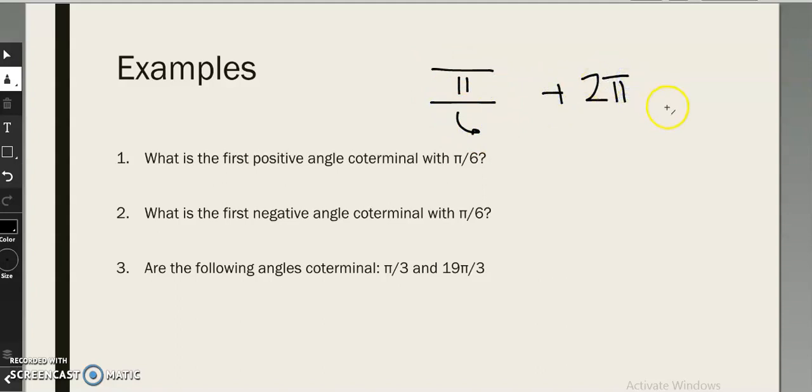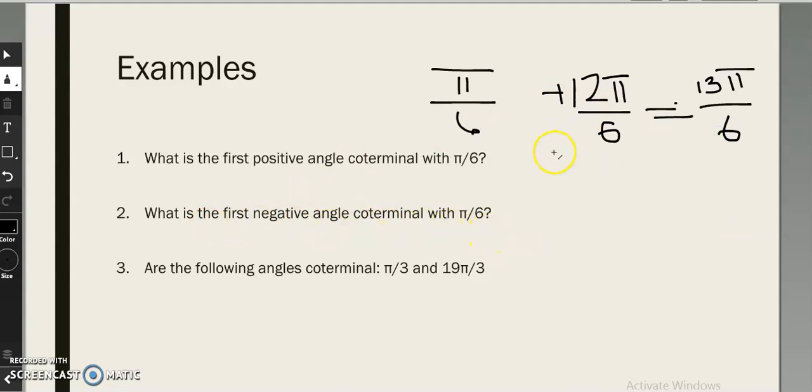Okay, so can't add it the way it is. I know that I need a denominator here of 6, so I'm going to multiply the bottom times 6 and my top times 6, which gives me 12, and I get 13 pi over 6. All right, the next one, what is the first negative angle coterminal with pi over 6?